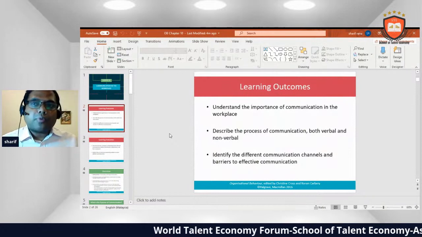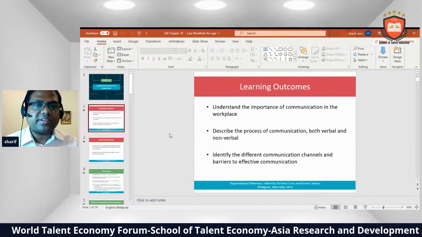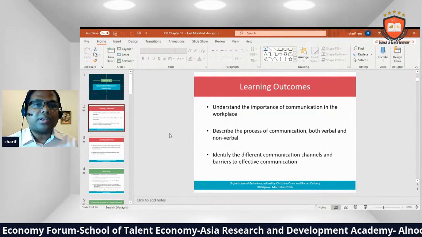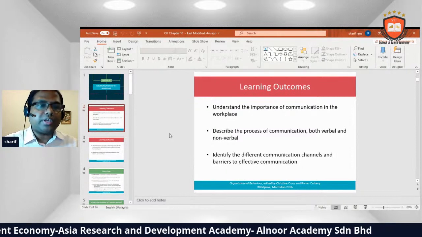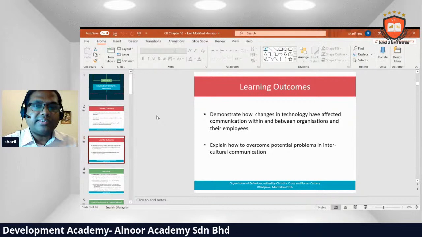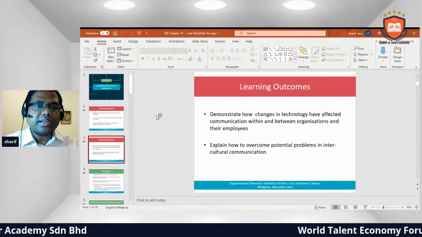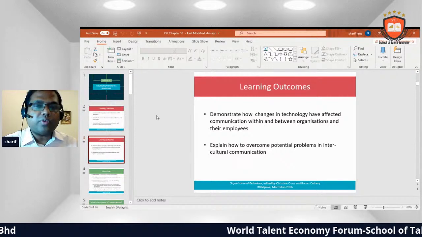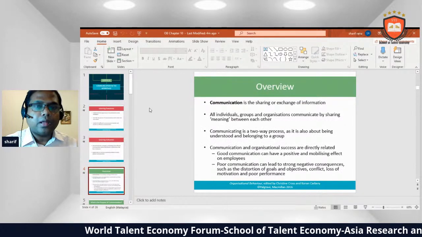What will be the learning outcomes from today's session? Understand the importance of communication in the workplace, describe the process of communication both verbal and non-verbal, identify different communication channels and barriers to effective communication. Demonstrate how changes in technology have affected communication within and between organizations and their employees. Explain how to overcome potential problems in intercultural communication.